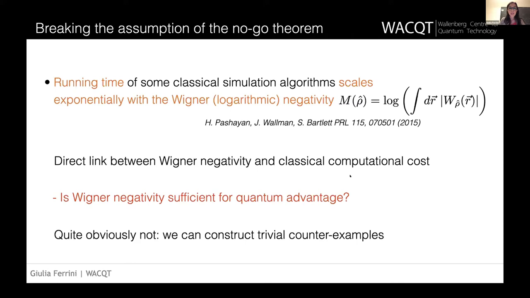And then we could actually quite soon realize that quite trivially the answer is no. When it comes to a trivial counterexample, it's really easy to see that there can be indeed circuits that do have a large Wigner negativity and yet are simulatable. So let's take a look at this.